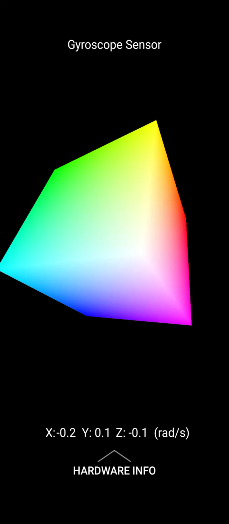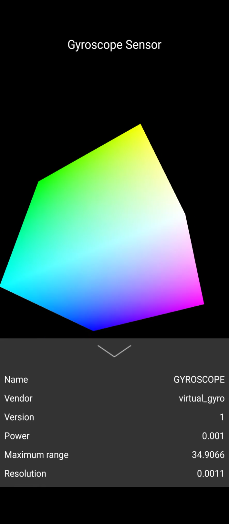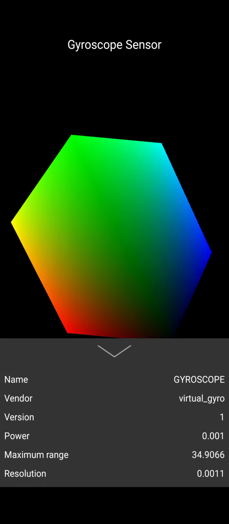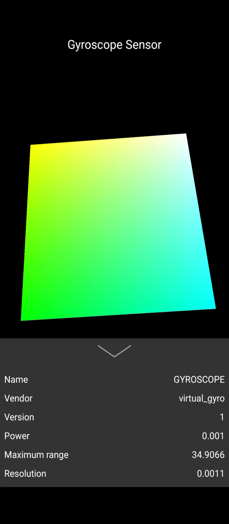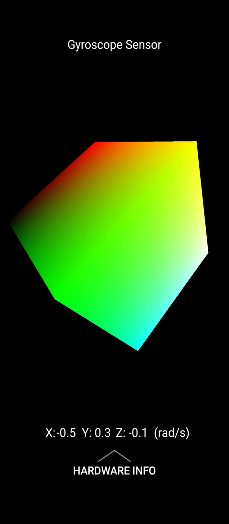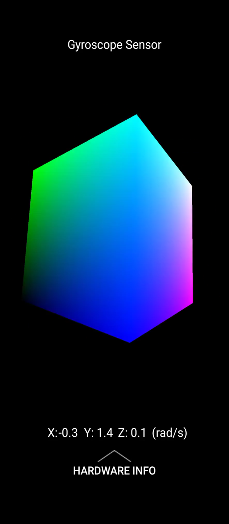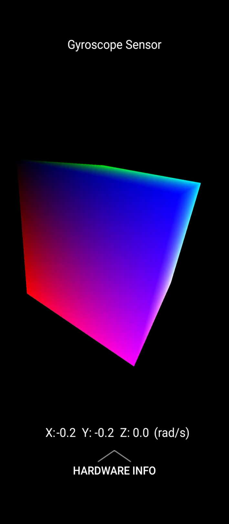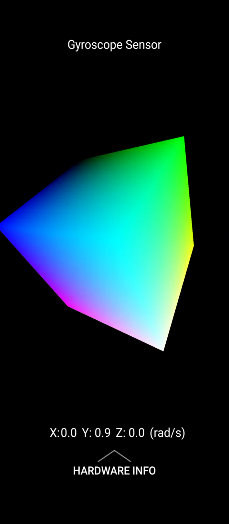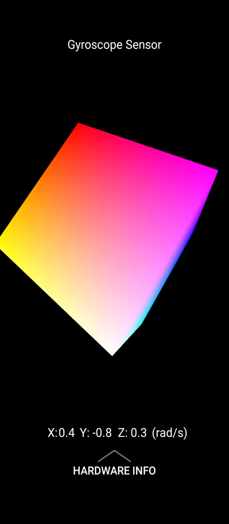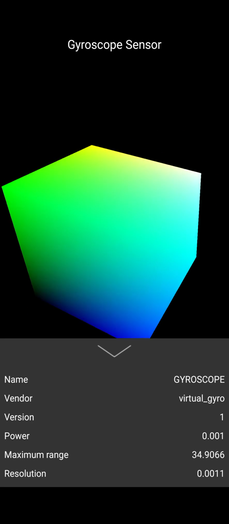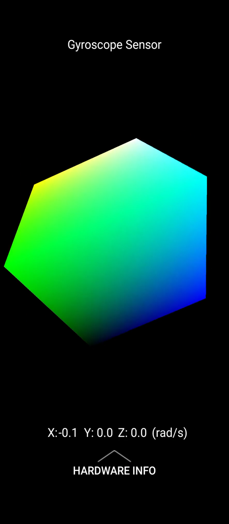Here you can see the phone has gyroscope sensor, so no worry about that. As you can see, it's working perfectly, and I am moving the phone, and this cube is also moving, and you can see it has.